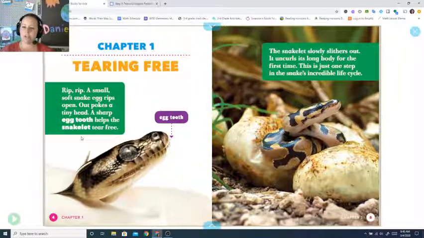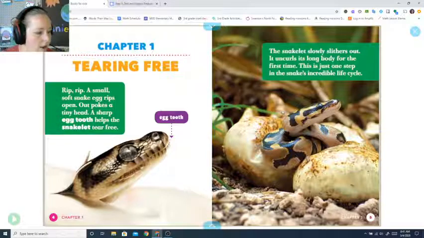Remember, the glossary is the part at the end of a nonfiction story that's kind of like a dictionary, right? It tells us what certain words mean, important words in the story. So I'm going to be looking for these things like egg tooth, snakelet. Okay? The snakelet slowly slithers out. It uncurls its long body for the first time. This is just one step in the snake's incredible life cycle.